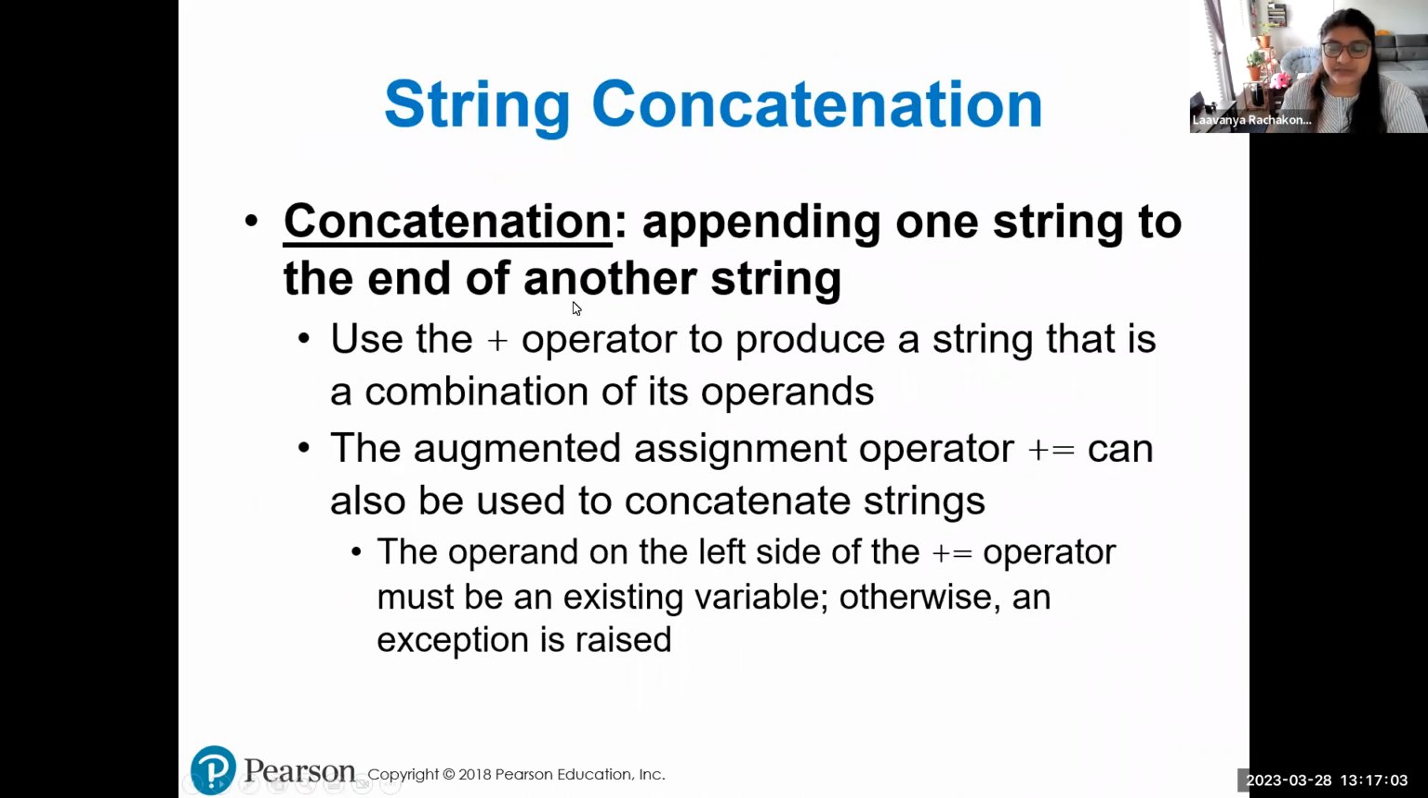Next, concatenation. We have already seen this in chapter 7. Concatenation is basically combining two different variables which are holding the same data type. In this, the operator that you are going to use is plus. The augmented assignment operator can also be used when you are concatenating. The only thing that you must remember is you can only concatenate a string with a string. You can only concatenate a list with a list. You cannot concatenate a list with a string. They have to be the same data type.